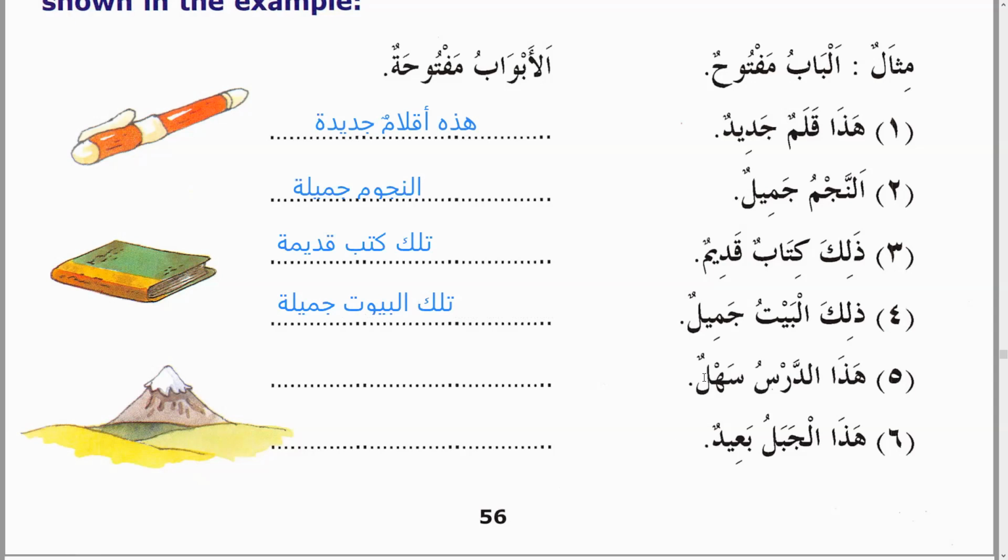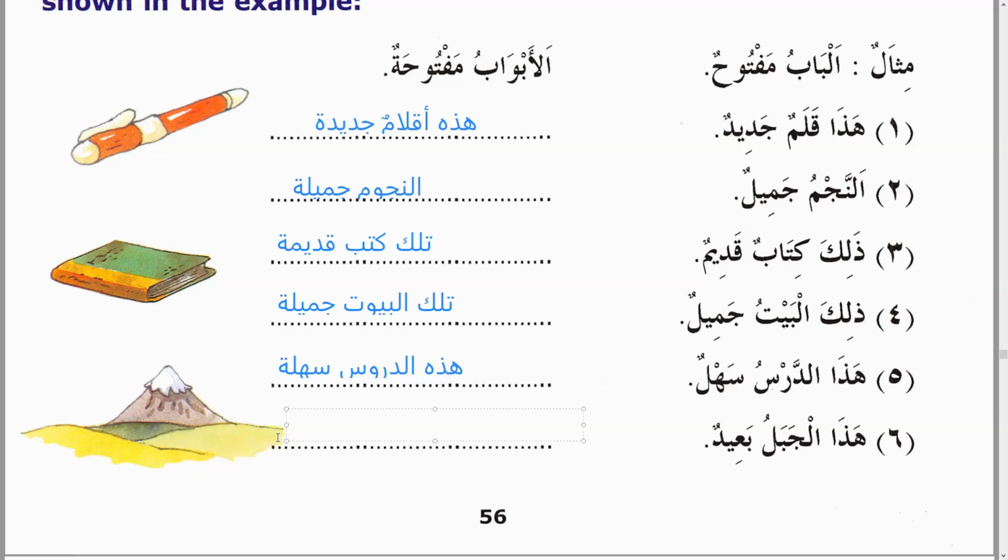We have to say, these lessons are easy. Anyone? Yes, this is how it is. Instead of haulai, we'll say hadhihi. Hadhihi durusun sahlatun. So we have to be very careful. You have to use the feminine forms for all the things: the adjectives, the predicates, the ismul ishara, everything. Hadhihi durusun sahlatun. Very easy lessons, right?